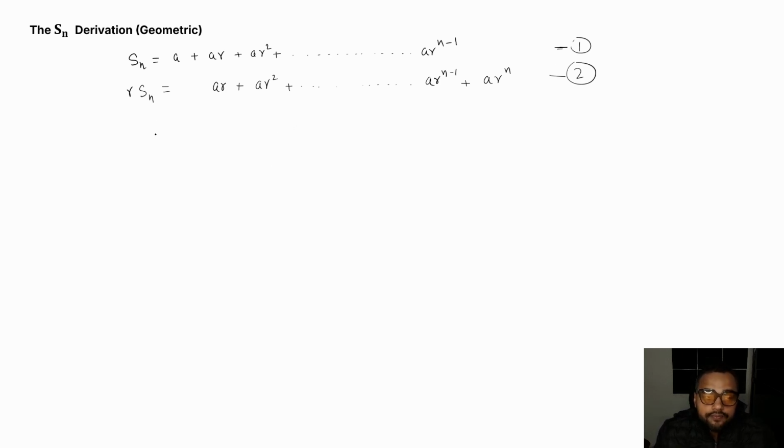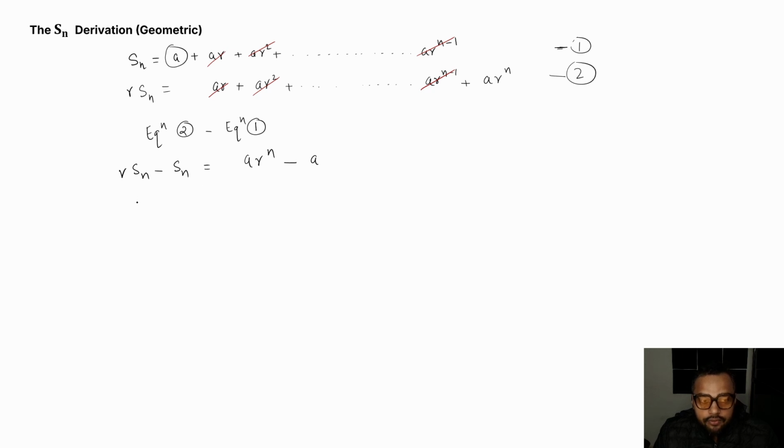So what I need to do is subtract equation number 1 from equation number 2. So from equation 2 we are subtracting equation 1. On the left hand side we'll get rSn minus Sn. Similarly, on the right hand side we'll get ar raised to the power n minus a, because all the other terms get cancelled here.